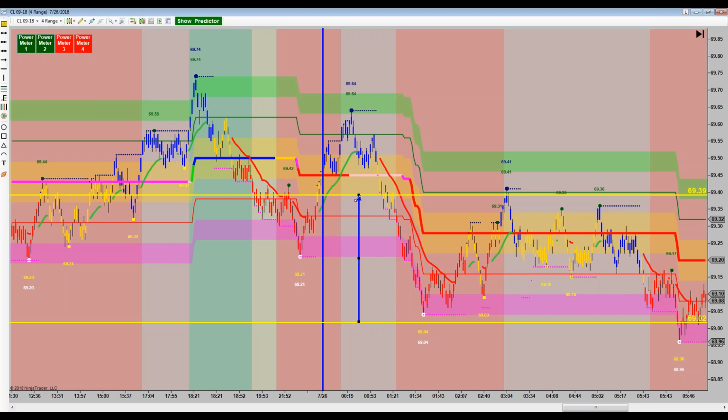As long as it remains within the confines of the lines, we are said to be what? Range bound and sideways. So going into the pit open at 6, what did we know? Did we know anything about this market condition going into it before the market even opened? What was this telling us? Yeah, sideways. So you can't tell me that you go into 6 o'clock in the morning and not know what the market condition is, right?